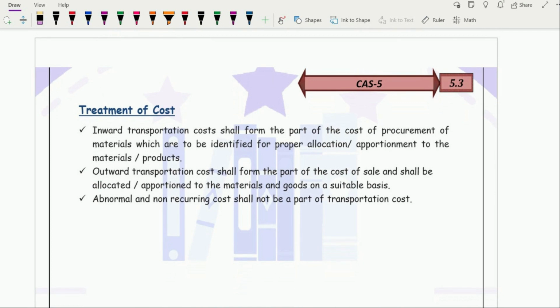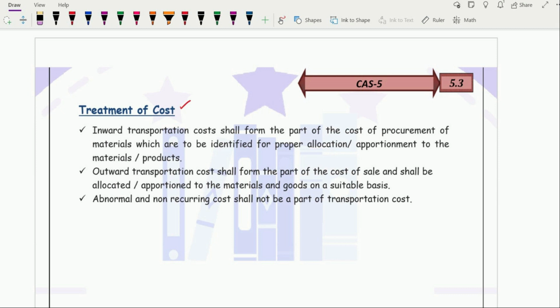Then treatment of cost is very simple. When we are talking about the inward transportation cost, it is to be included in the cost of purchase, right? The goods that you have purchased, it will be included in that cost. I told you that all the expenses from the time of placing an order till the time you receive the goods in your factory, all the expenses during that period. So transportation cost is a part of those expenses. Those expenses will be included in the cost of material purchased, right?